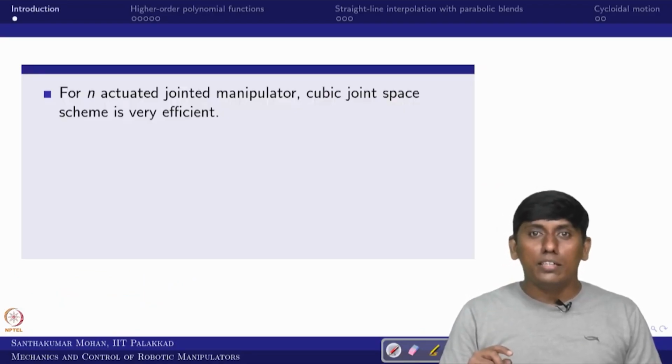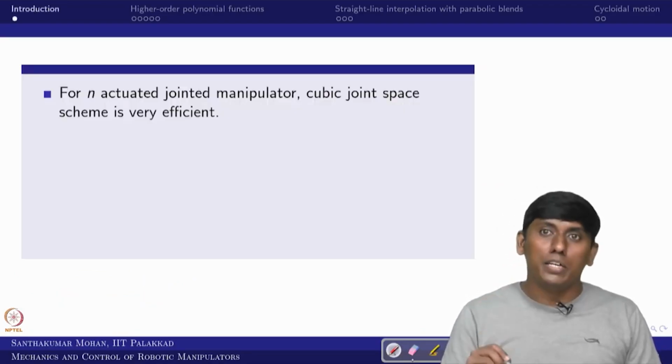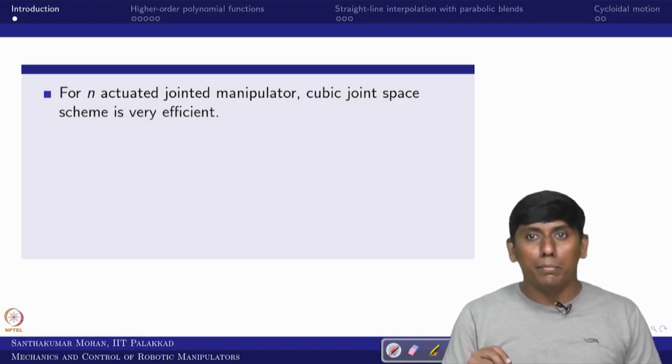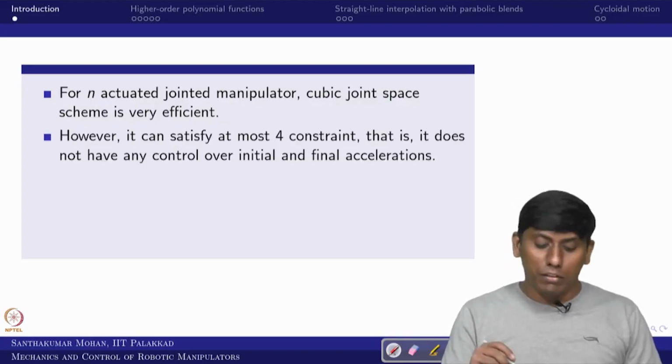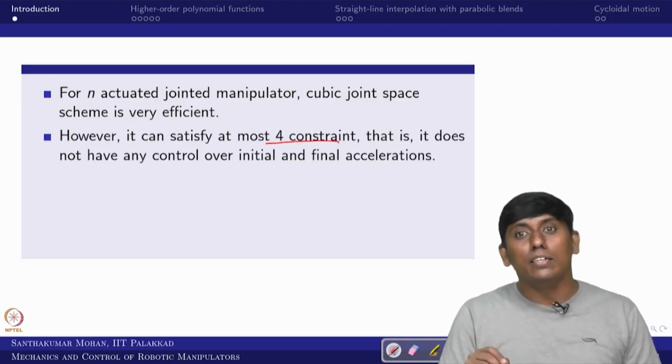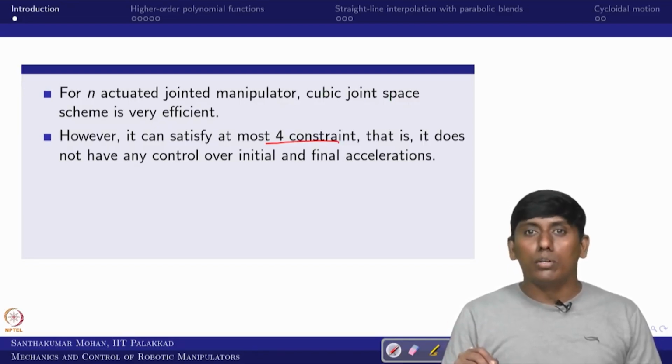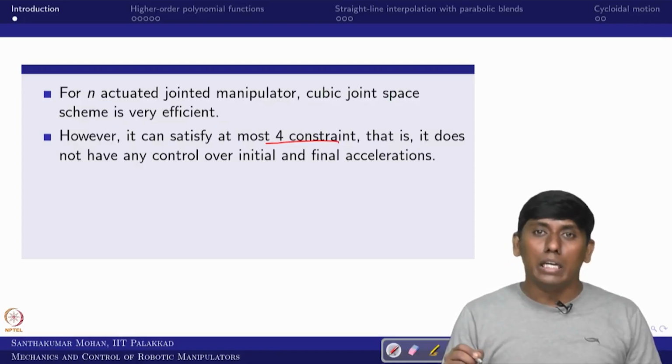Okay. So, we will come back to what we have done in the cubic polynomial. If it is an n actuated joint manipulator, obviously the cubic joint space scheme is very efficient, but it satisfies only 4 constraints, as we already saw. The initial and final positions, and similarly initial and final velocities, are constrained, but there is no control over the initial and final acceleration, which is one of the limitations.